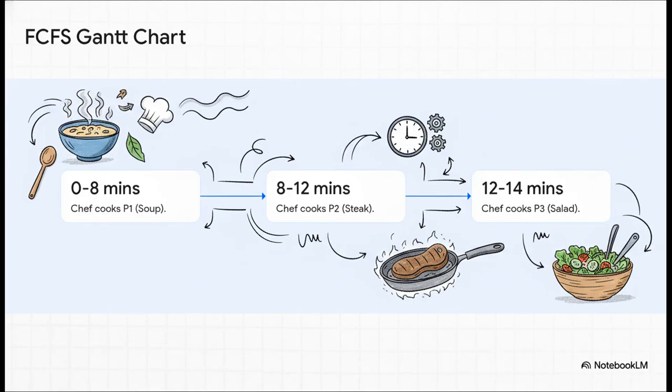Let's walk through this. The soup order came in first, so from minute 0 all the way to minute 8, our chef is completely tied up with soup. Only after that soup is totally done can they even start the steak, which takes another 4 minutes. So finally, at the 12-minute mark, our poor chef can finally get to that simple 2-minute salad. You can see how that one long soup order just created a massive traffic jam in the kitchen.